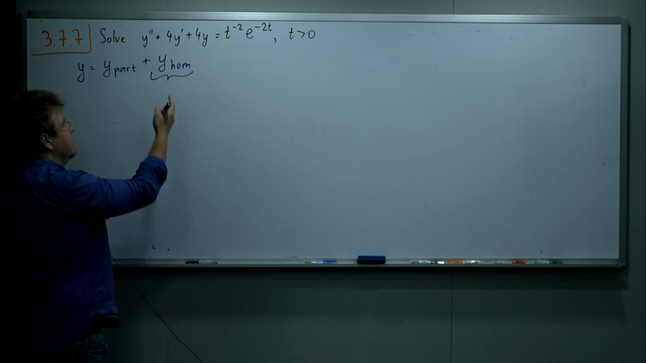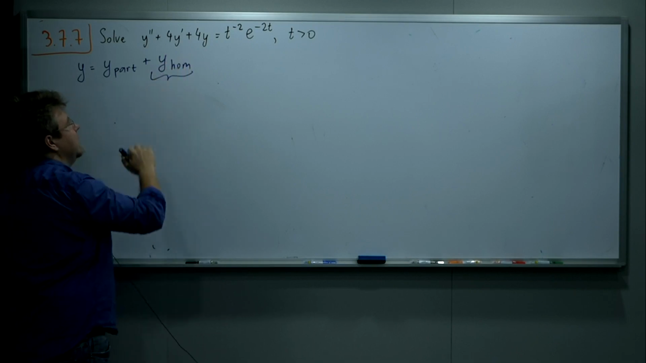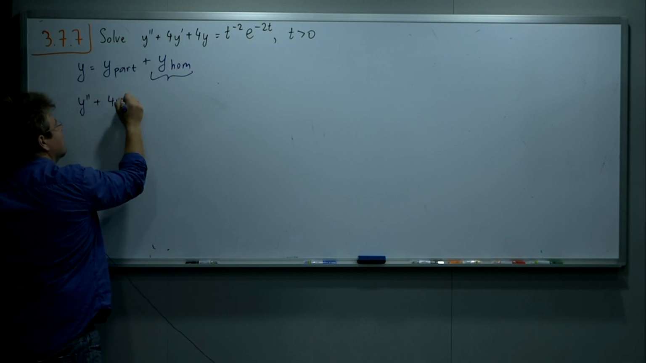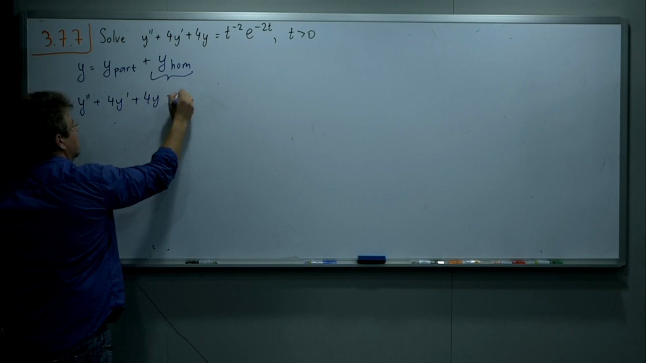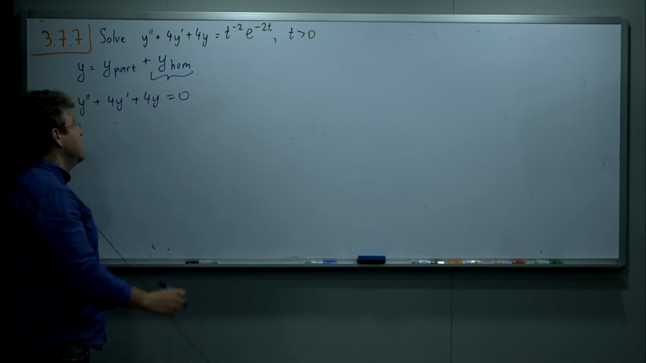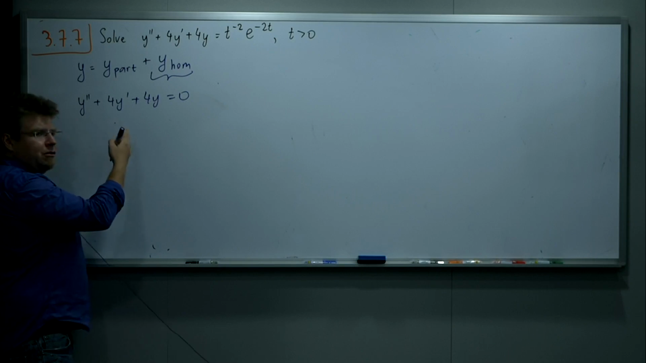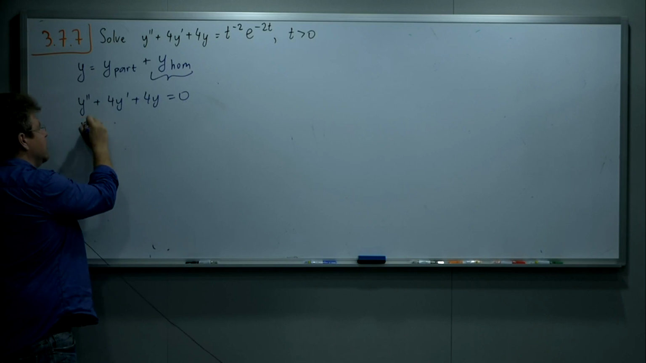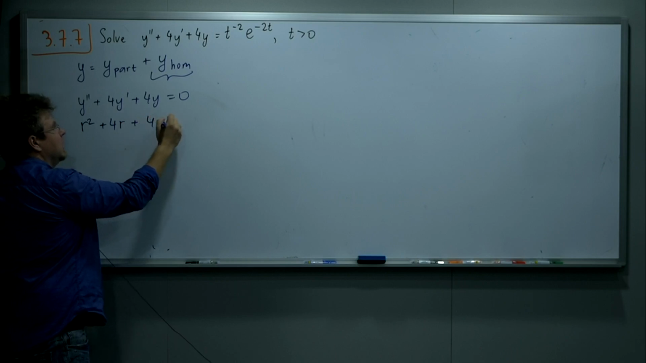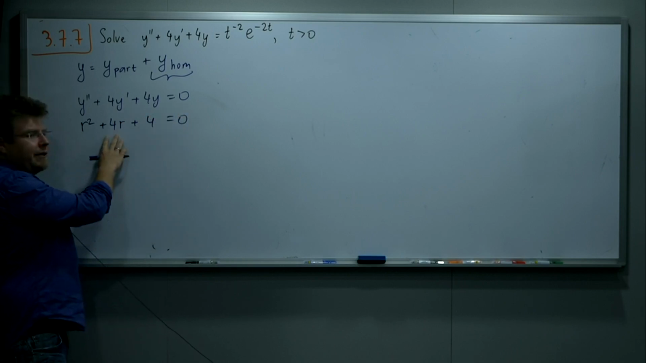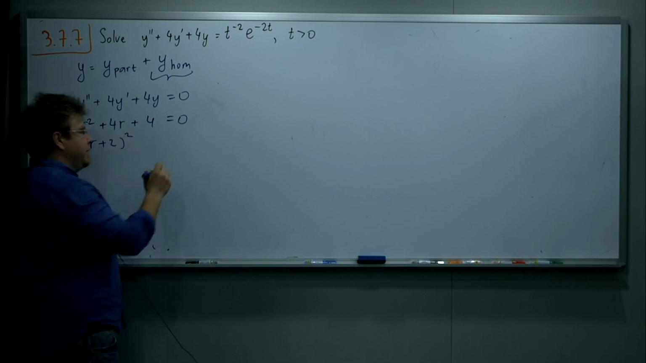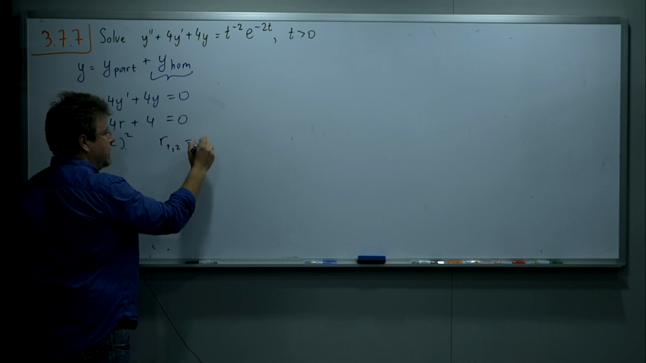Well, the homogeneous equation is the same thing, only we need to equate the right hand side to 0. So we get y double prime plus 4y prime plus 4y equals 0. This is the homogeneous equation. To solve a second order linear homogeneous differential equation, we write down the corresponding characteristic equation. r squared plus 4r plus 4 is 0. So notice that the left hand side is a complete square, right? So this is (r plus 2) squared. So we have two roots, r1 and r2 are both equal to -2.